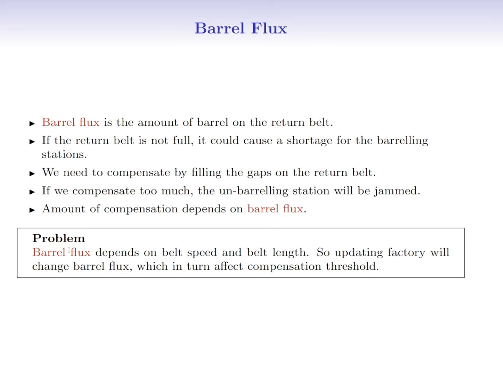Now, here's another problem. Barrel flux, again, measures the number of barrels in the return belt, so it depends on the build. It depends on the belt speed and the belt length of the return belt. And upgrading your factory would change the barrel flux. Right? If you have shortened your belt, or if you have increased the belt speed, there would be less barrel flux, and therefore you would need less compensation. And whatever compensation you have added to your previous factory would be too much, and you would get stuck.